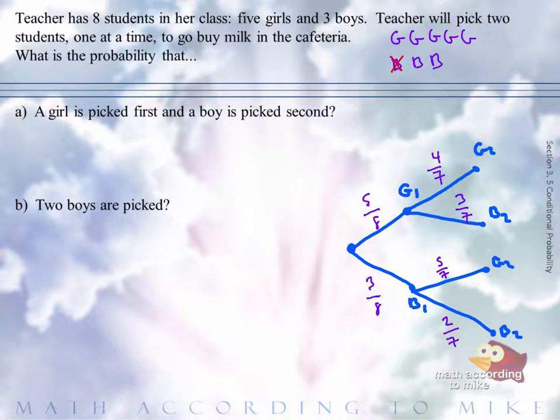Great. So now let's finish the problem. We want a girl to be picked first, so this branch, and a boy picked second, this branch. So that would be 5/8 times 3/7. We're multiplying because we are doing more than one thing, and is stated in this case. So that'd be 15/56.